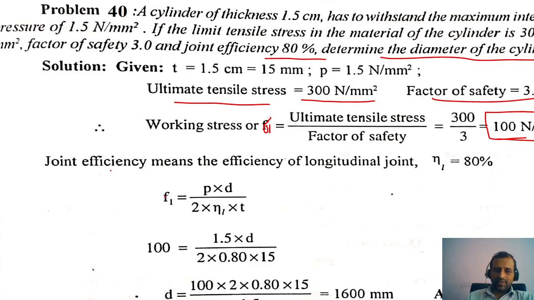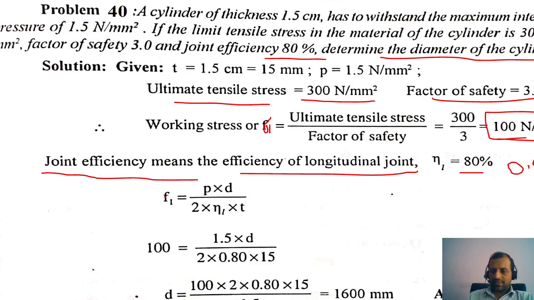So now joint efficiency means the efficiency of longitudinal joint. So it's given that joint efficiency means efficiency of longitudinal joint. So that efficiency is given as 80%. It means it is 0.8. So now sigma C is equal to PD by 2T. So it is given in the problem as efficiency. Also take that efficiency in the longitudinal direction. So PD by 2 neta L into T.